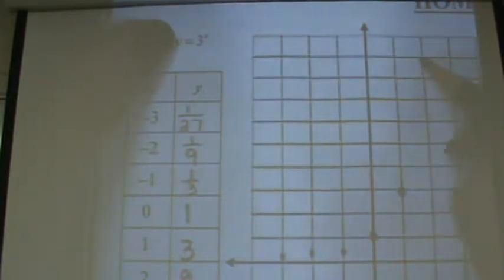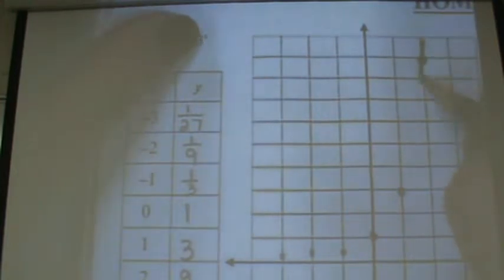I know this probably should be closer to the x-axis, but. And I think you can get to 9. 1, 2, 3, 4, 5, 6, 7, 8, 9. After that, you're stuck. So, if I asked you what's the domain of this, you'd say all real numbers. What's the range? y is greater than 0.